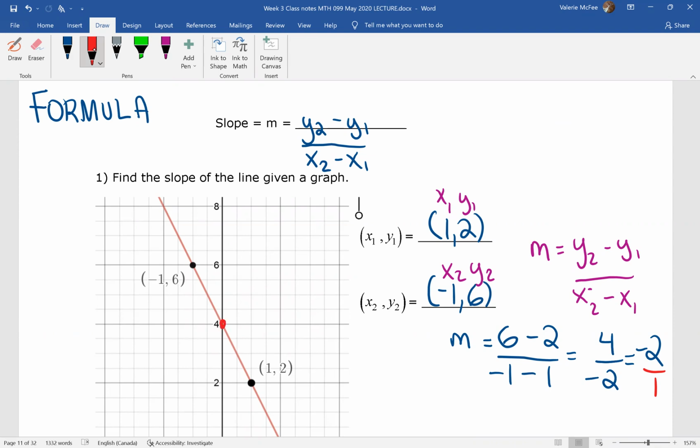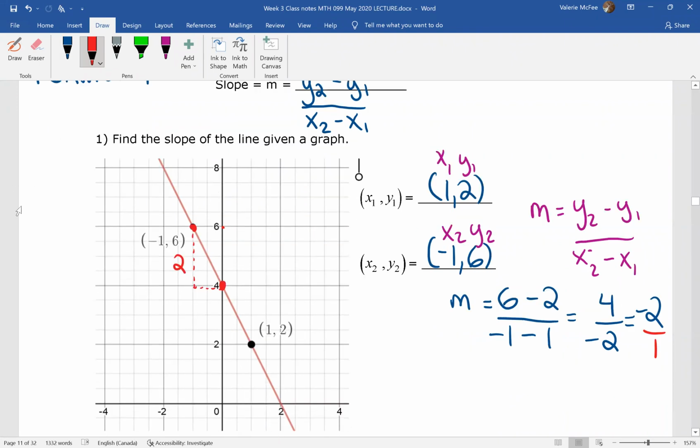If I look at 2 points on the line here, I look at a right triangle created by those ordered pairs, I see that the change in y from 4 to 6 is 2. The change in x from negative 1 to 0 is 1. So this is indeed a negative slope of negative 2. The change in y is 2 over the change in x is 1.